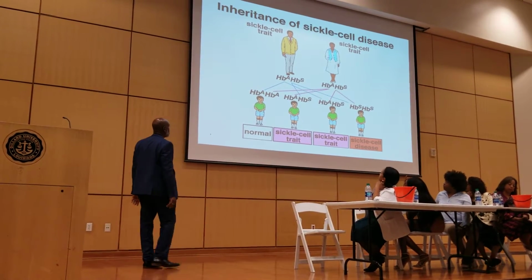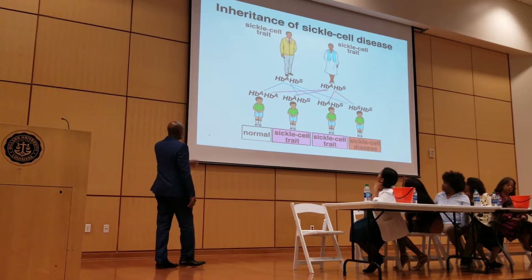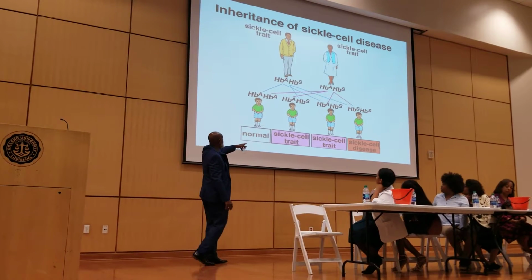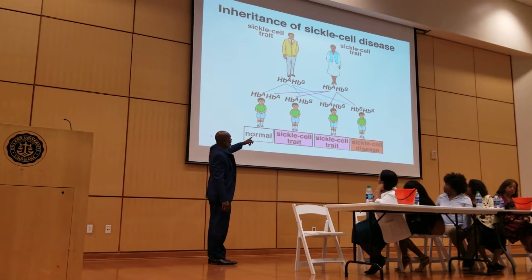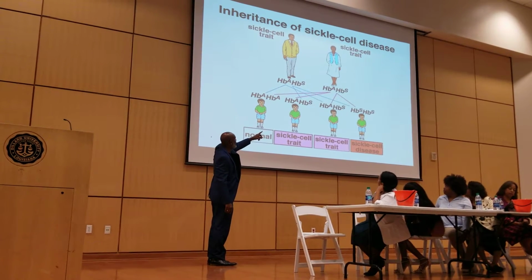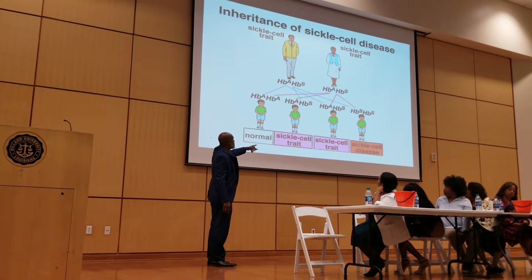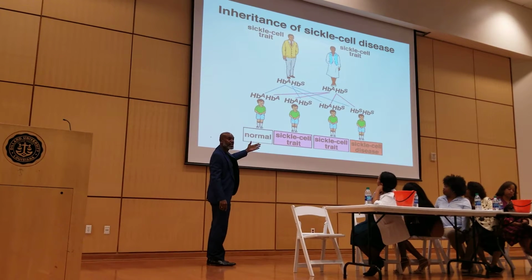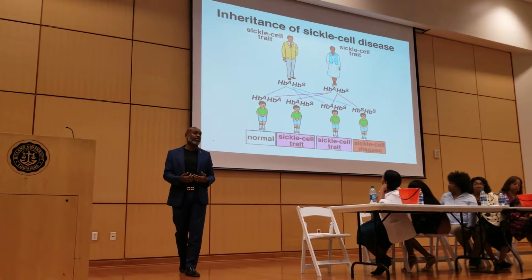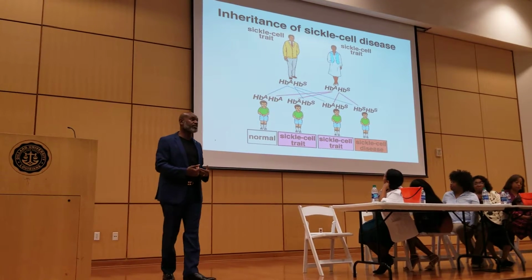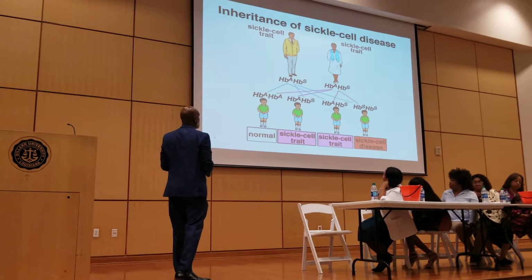The two children in the middle: suppose the first son here received a normal allele from his dad, the HBA, but received the HBS allele from his mom. So he's heterozygous, he carries the trait. He does not have the disease, but he's able to pass that trait on to his children when he has children. The same with the third son.